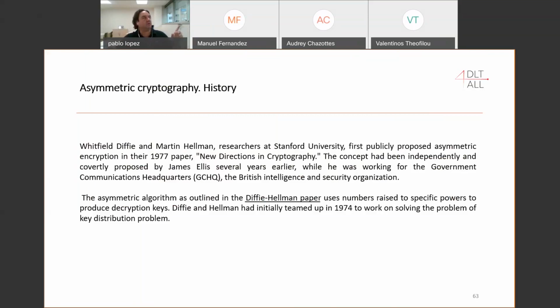Remember also that we talked yesterday about Alan Turing and the Turing machine, and how so many specific functions were being developed, like these public keys and this asymmetric cryptography.